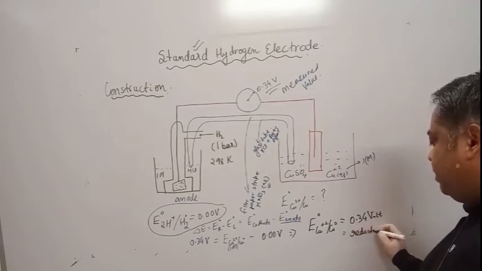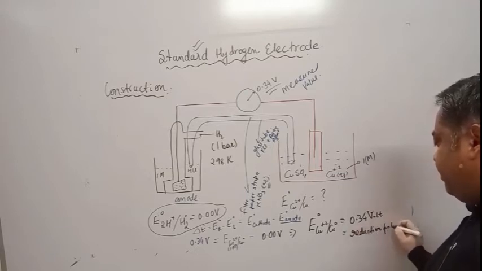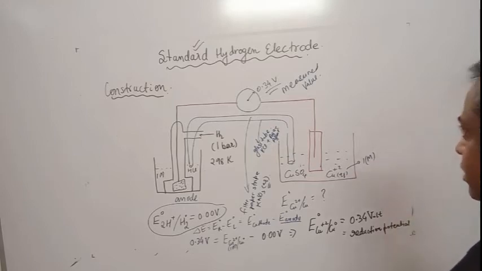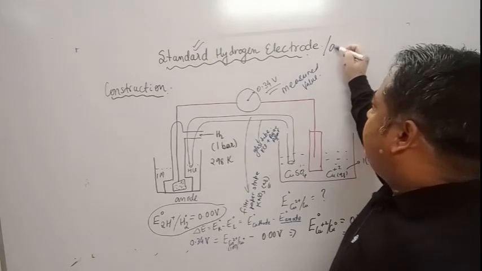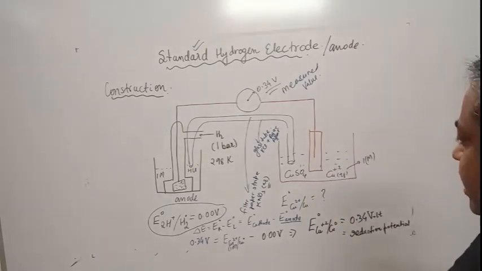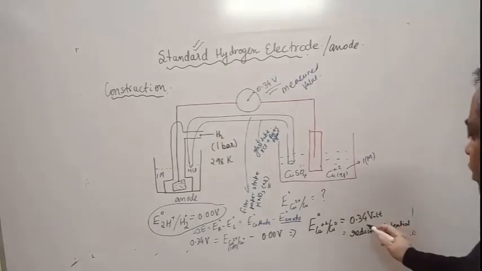and it is its reduction potential, because the anode is treated as the hydrogen electrode. The standard hydrogen electrode is treated as anode, so the other half cell will be considered as cathode, and at cathode reduction takes place, so the value which we get will be of reduction potential.